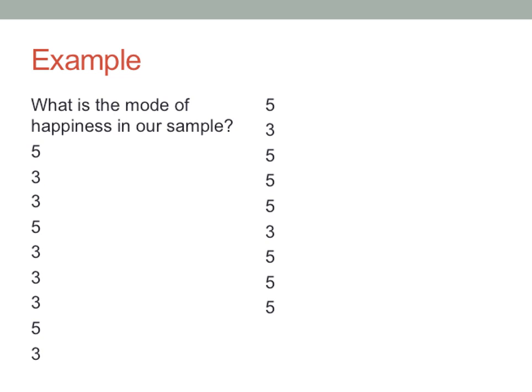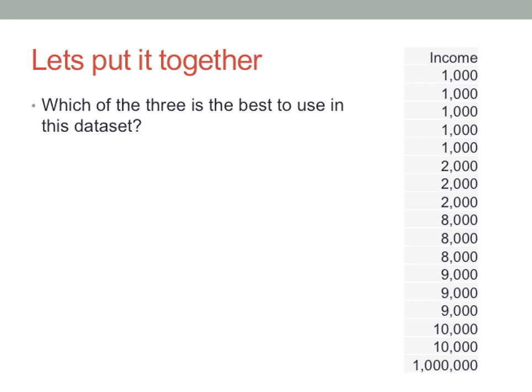But now we're going to get into something a little bit more complicated. So let's say that here we have this set of income scores from somewhere. Doesn't matter where it is, say a neighborhood. What would be the best to use in this case, in this data set? The mean, the median, or the mode?